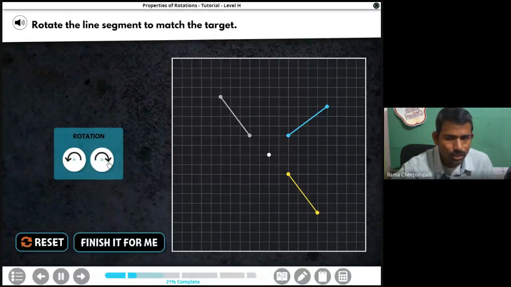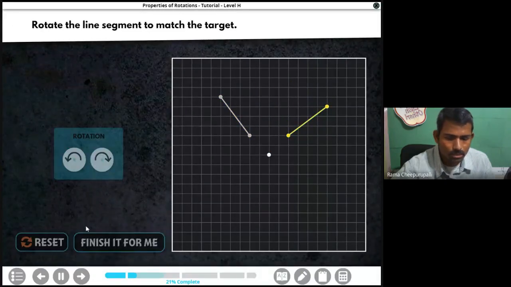So what we can do, we can do 270 degrees counterclockwise or 90 degrees clockwise. Or I can do it clockwise. There you go. You rotated the line segment from its original position to the target. You can rotate the line segment 90 degrees clockwise or rotate it 270 degrees counterclockwise to match the target.